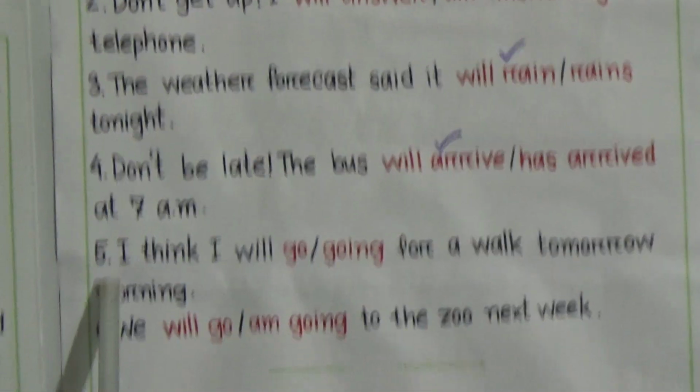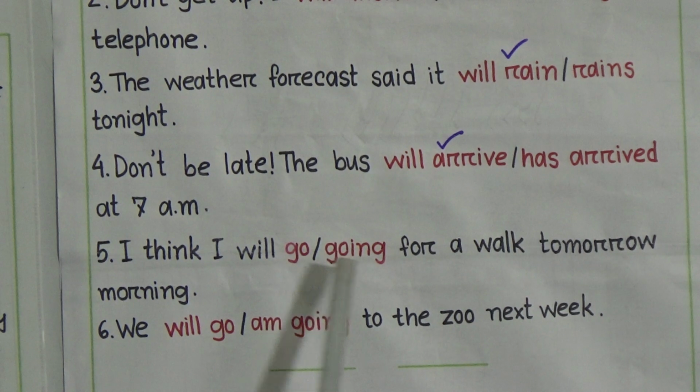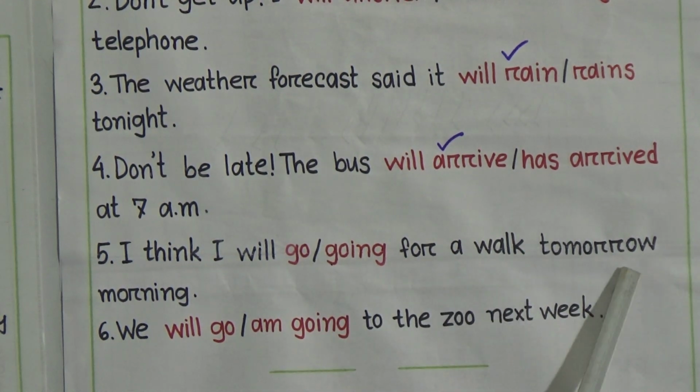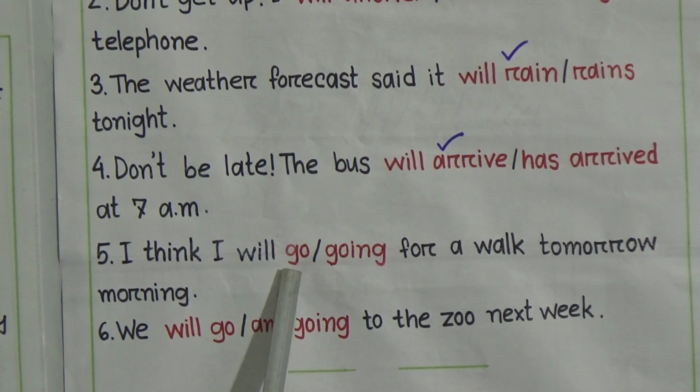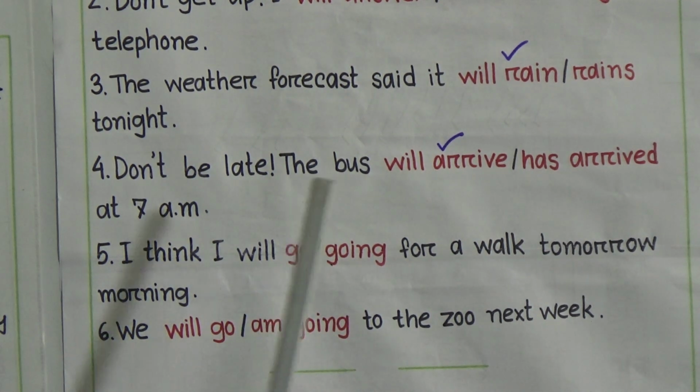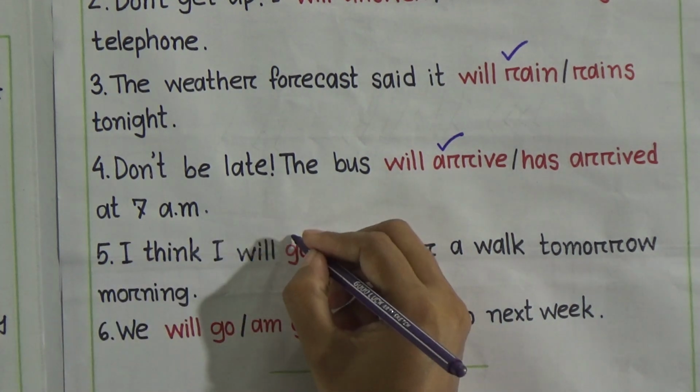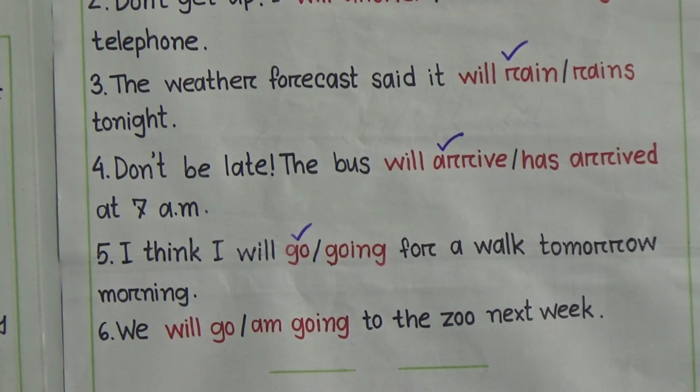Number 5, I think I will go or going for a walk tomorrow morning. Here we find the indicator tomorrow morning. So it must be go. We know after will we have to use the base form. So which one is the base form, go or going? Yes, it's go. So we have to put a tick mark here. I think I'll go for a walk tomorrow morning.